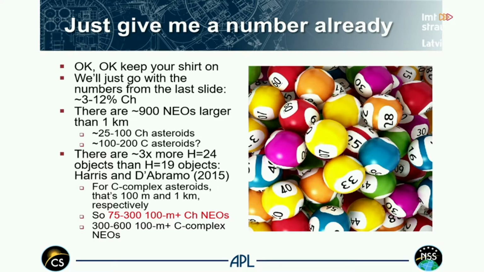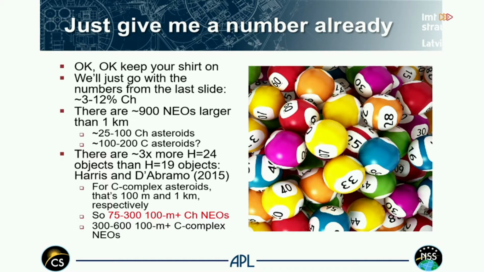So if we go with this 3 to 12% CH fraction, which has big error bars, but is probably about right. We know of about 900 NEOs larger than 1 kilometer, so just naively multiplying, again, the one by the other, that means that we're maybe looking at a few dozen, maybe up to 100 CH asteroids of 1 kilometer in size. If you go down in size an order of magnitude to 100 meters, you probably pick up about 3 times more objects as you get that much smaller. So now we're talking about, again, 75 to 100 CH NEOs of 100 plus meters should be out there. We know of 3? Not many.